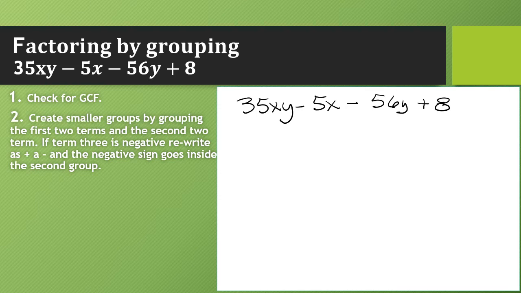So I'm going to create smaller groups. This time, if you look at this sign right here, it's a negative. So I'm going to rewrite this as plus a negative. And now when I group, I'm going to group these two terms together, and I'm going to group that negative inside. It's imperative that that plus sign stays in between the two groups. If it doesn't, this becomes a multiplication problem, and it's not a multiplication problem.